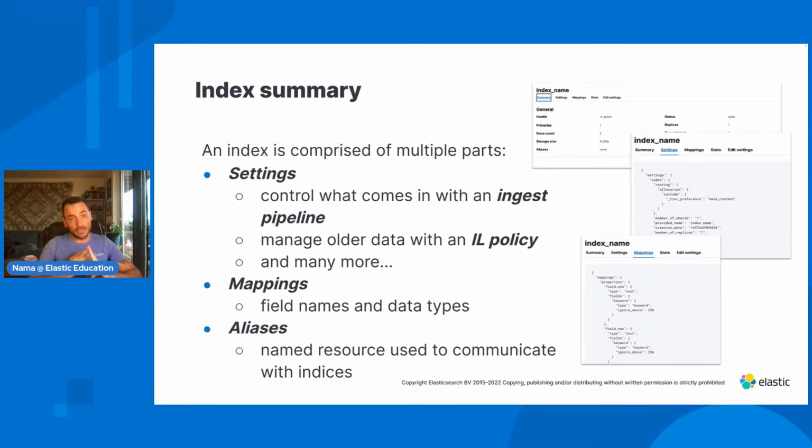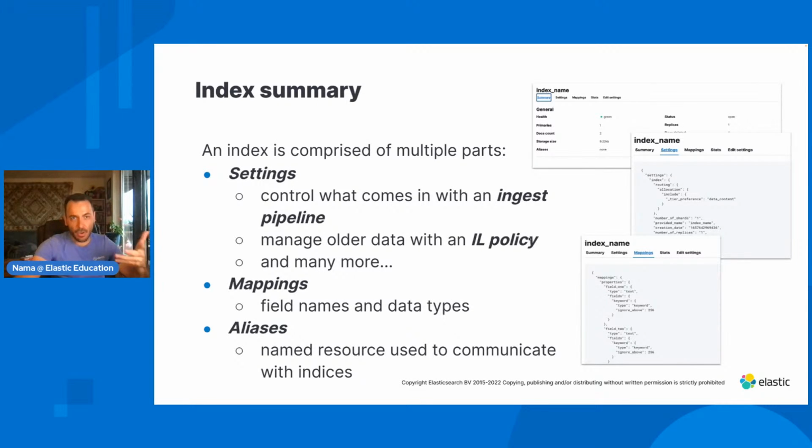We also have the mappings. All the fields that are coming in the doc have to have a specific data type associated with them. The right data type allows us to use that field in other places, like Kibana apps and such. And then finally, aliases, a way to communicate with that index from an outside client.